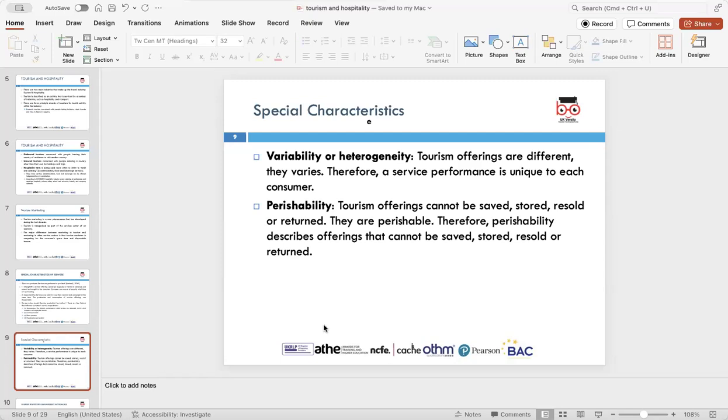So perishability refers to the fact that tourism services cannot be saved, stored, resold, or returned. Once a hotel room is empty for a night, or a flight departs with empty seats, those opportunities are lost. Thus, perishability underscores the importance of real-time resource optimization within the tourism industry.